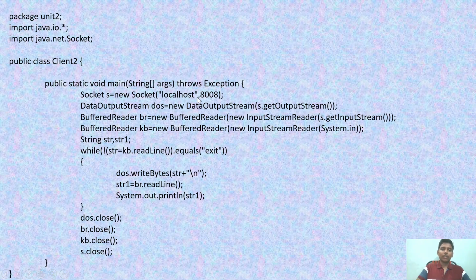Here we are using our system for both server and client. So I have given localhost and the port 8008, which is the same port as in our server. The port should be the same between our server and client. Here we take the DataOutputStream object dos, a BufferedReader br, and another BufferedReader kb to take the input from the keyboard. Whenever we complete a program we should execute these commands like dos.close and so on, so all the open streams should be closed.